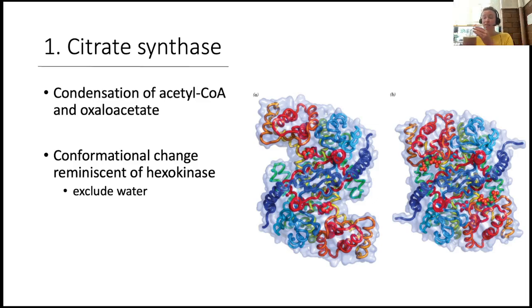Enzyme number 1 of the TCA is performed by citrate synthase. It performs a condensation reaction of acetyl-CoA and oxaloacetate. Its conformational change is like hexokinase in that we have this open mouth structure, and then substrates bind, and you can see how the enzyme closes in on itself to exclude water so that the reaction can proceed without water getting in the way and messing things up.